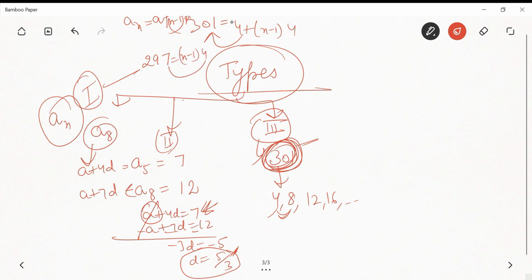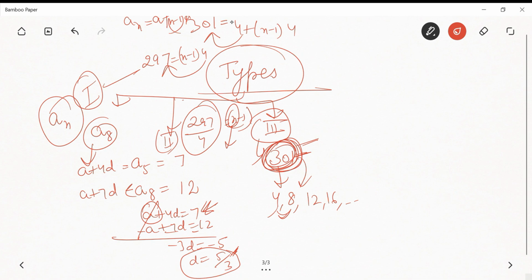Right, now you have to divide it by 4. 297 is not divisible by 4, so we will get n as a rational number, right? But the term number is always an integer, a natural number. So that's why 301 will not lie in this series.